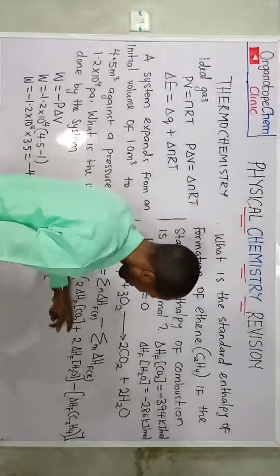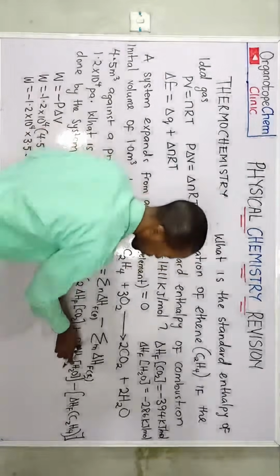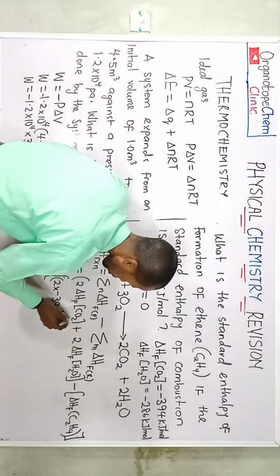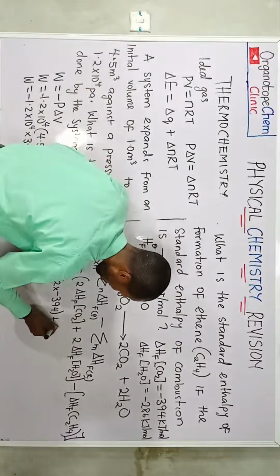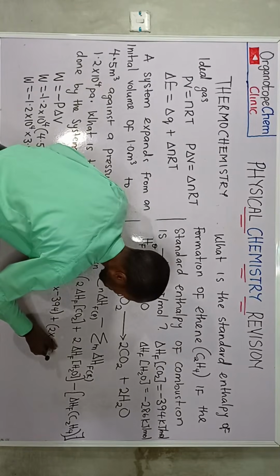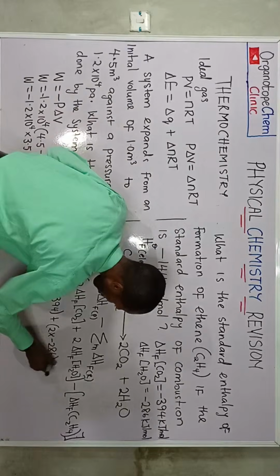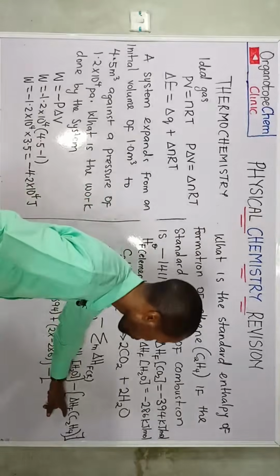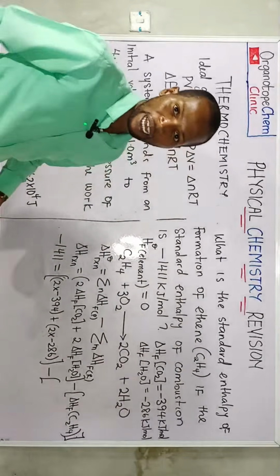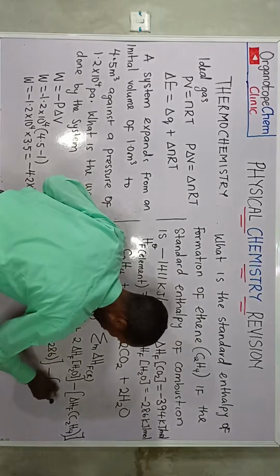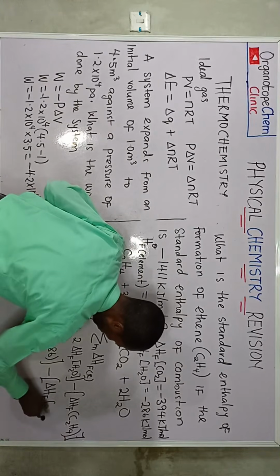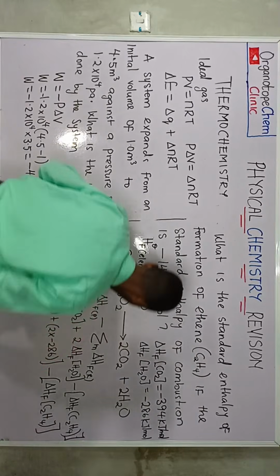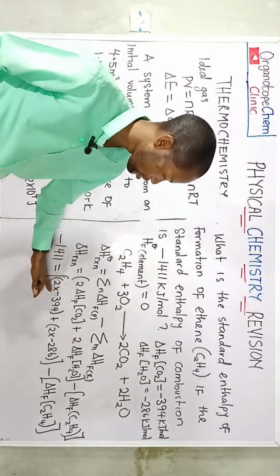Plus, we have the water molecule right here. What's the enthalpy of formation of water? Minus 286. The coefficient of water is 2 as well, so 2 times minus 286. Minus the enthalpy of formation of ethene. That is the unknown. We do not know the enthalpy of formation of ethene, so we are to find the enthalpy of formation of what? Ethene.